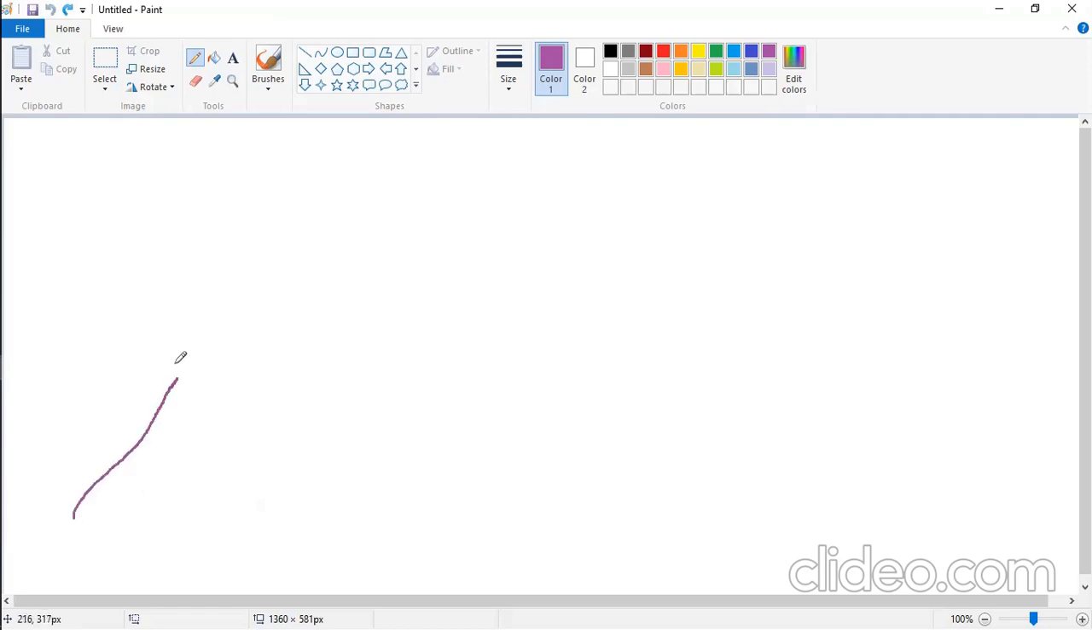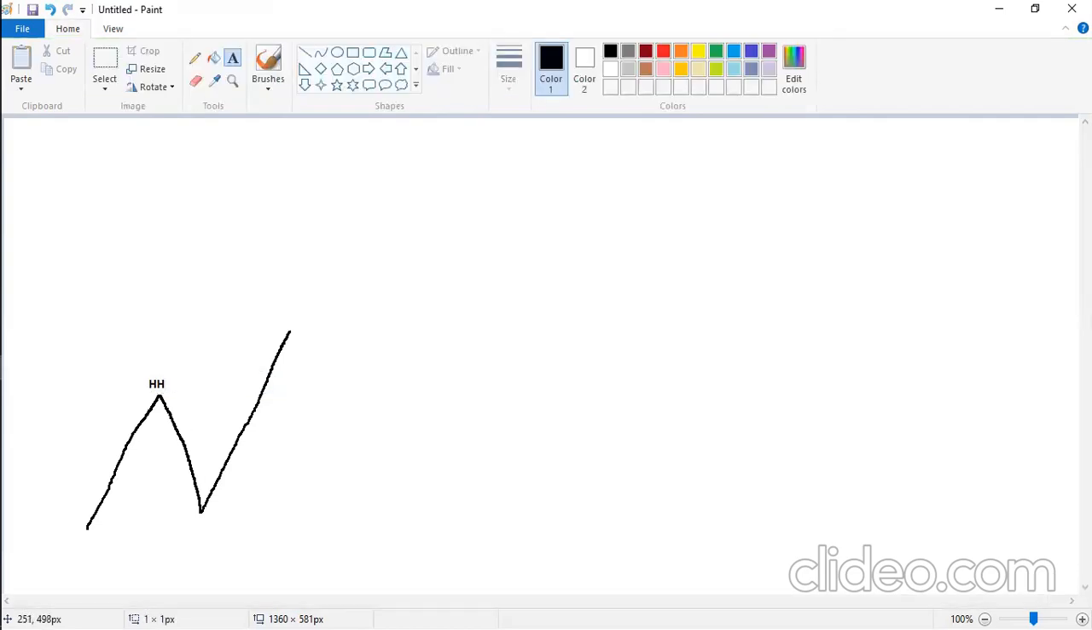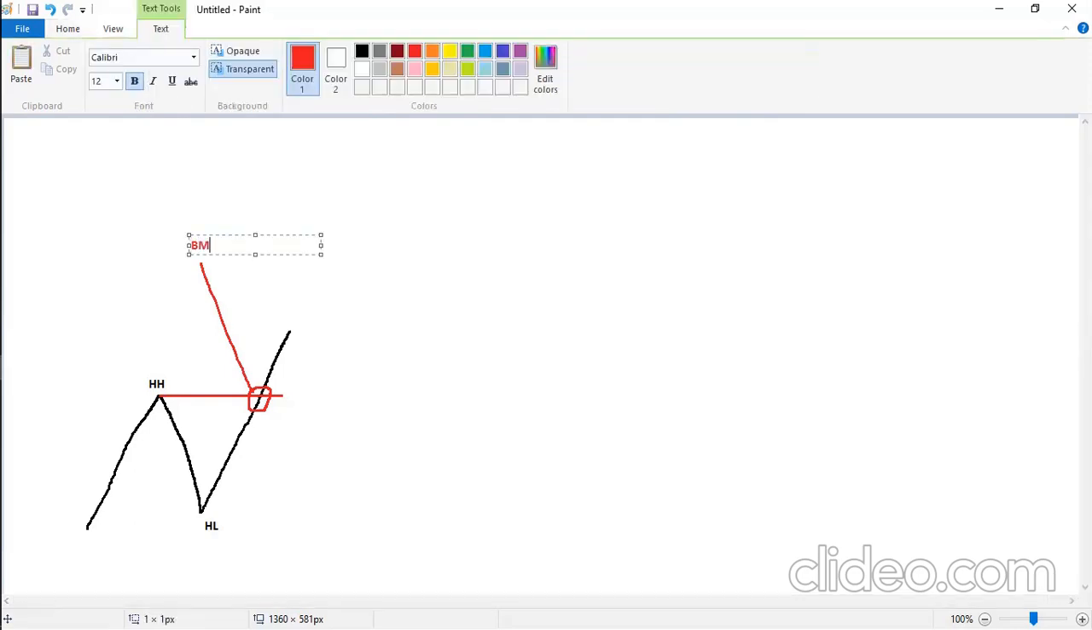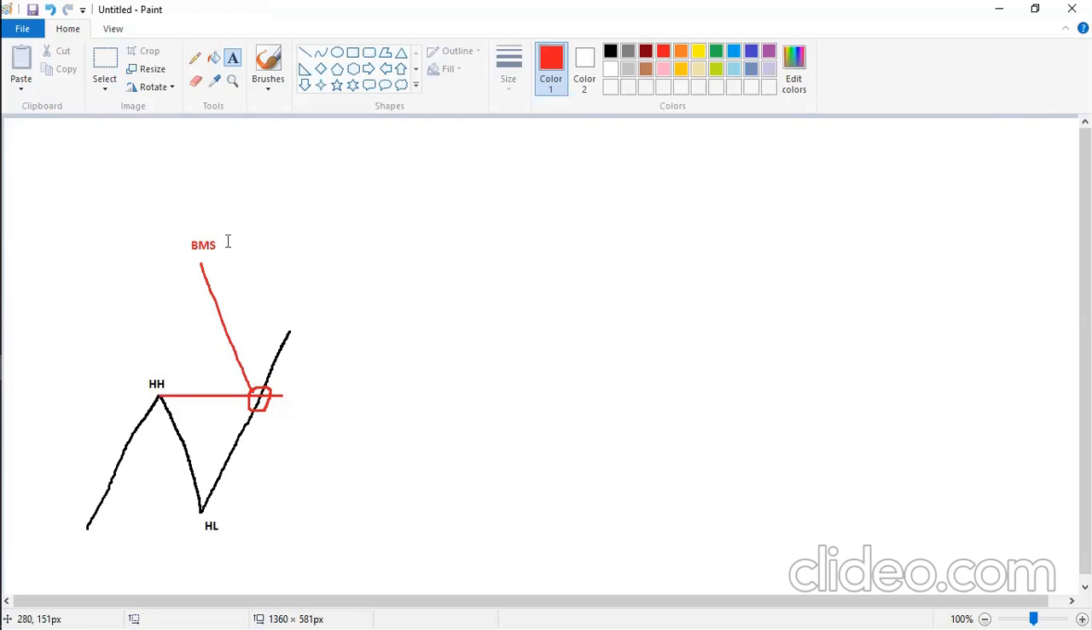So let's go back. This was the higher high. This is the higher low. Now this part here, where they break the old higher high, this is what you call the BMS, meaning break market structure.